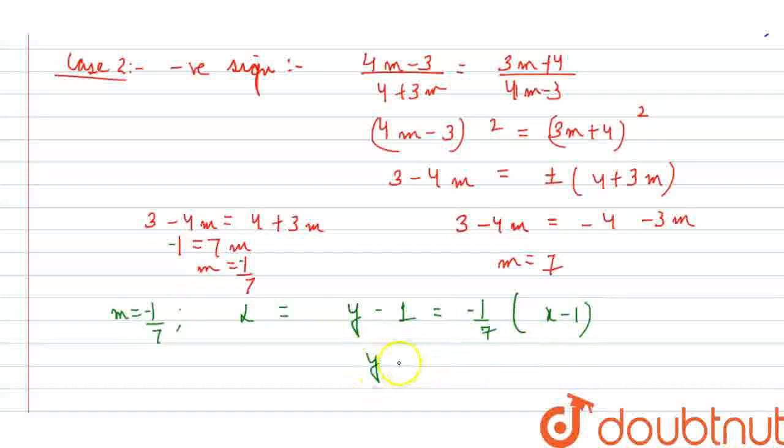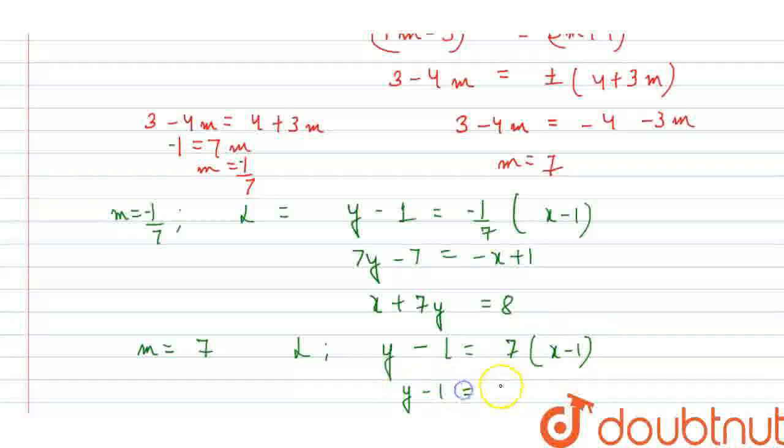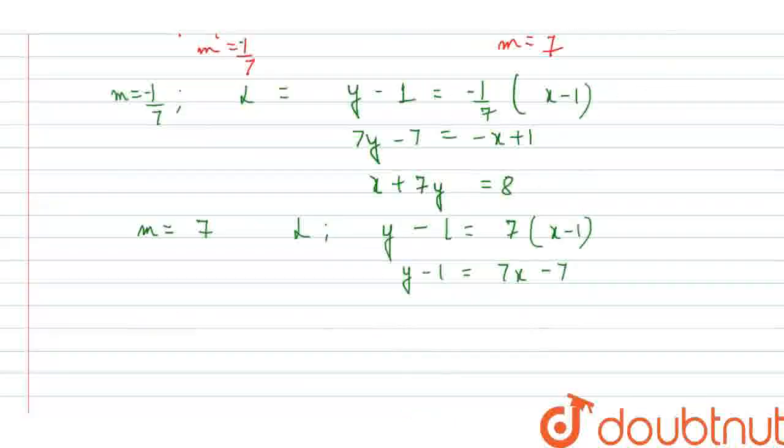So simplifying it, I get 7y minus 7 is equal to minus of (x minus 1). Solving it, I get x plus 7y is equal to 8. And if I'm taking m is equal to 7, what would be the equation of line L? That is y minus 1 is equal to 7 into x minus 1. Simplifying it, I get y minus 1 is equal to 7x minus 7. So simplifying it further, I get 7x minus y is equal to 6. So these are the two equations of line L.